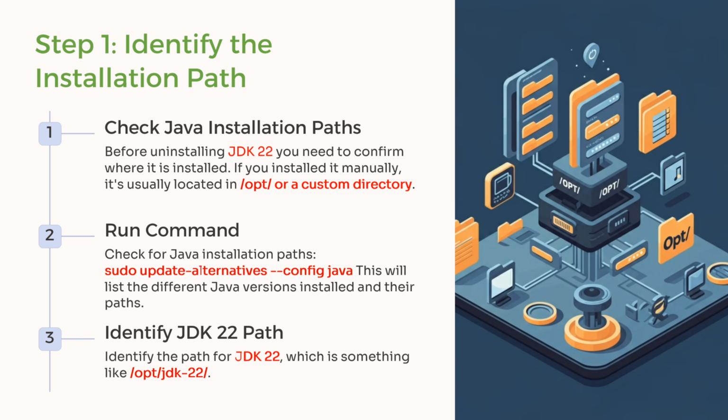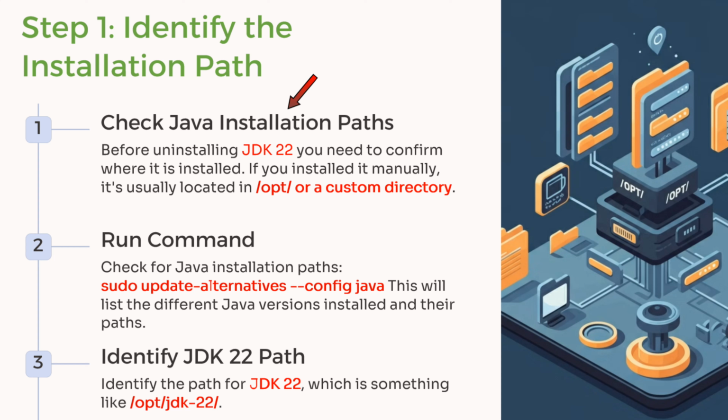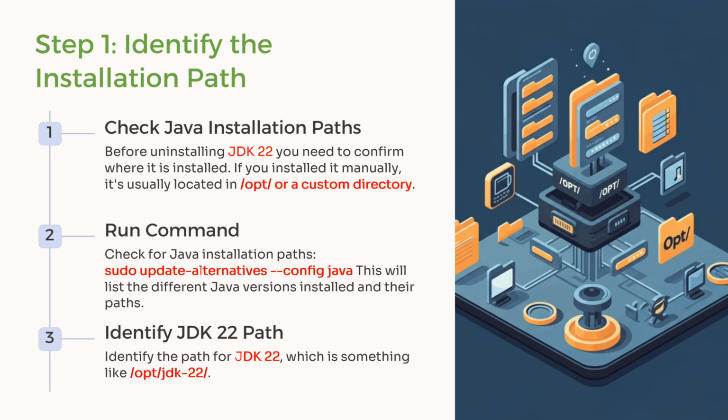Step 1 is identify the installation path. Before uninstalling JDK 22, you need to confirm where it is installed. If you installed it manually, it is usually located in opt folder or a custom directory. To check the Java installation path, we can run the command sudo update-alternatives --config java. This will list different Java versions installed in the Linux server and their paths. From that, identify JDK 22 path, which will be something like opt folder JDK 22.